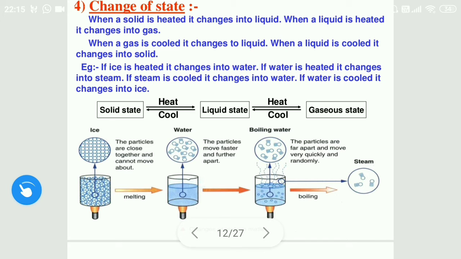For example, ice. If ice is heated, it changes into water. If water is heated, it changes into steam, the gaseous form of water. Similarly, if steam is cooled, it changes into water. And if water is cooled, it changes into ice.